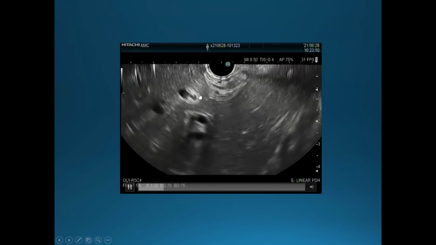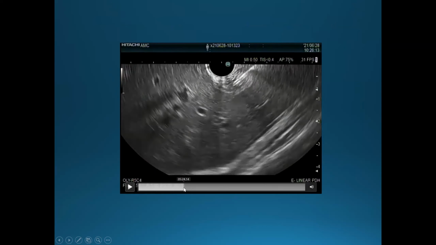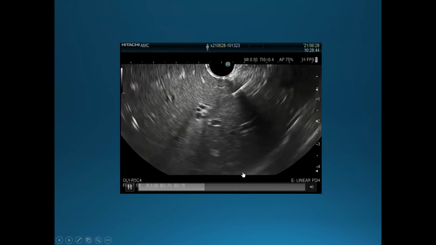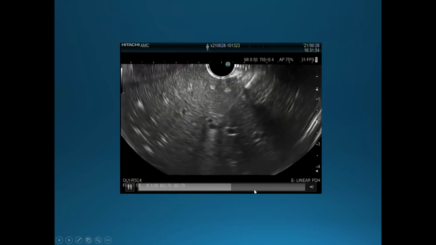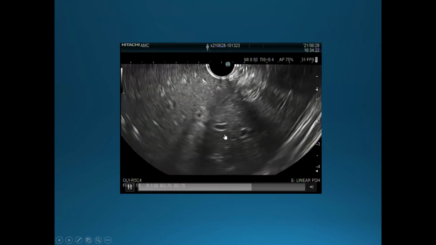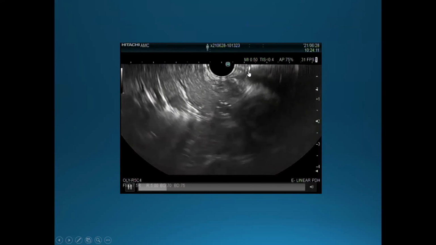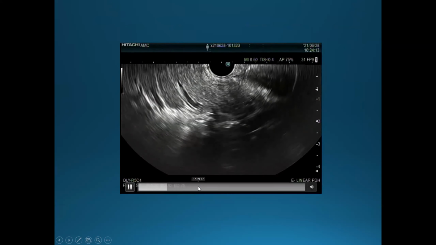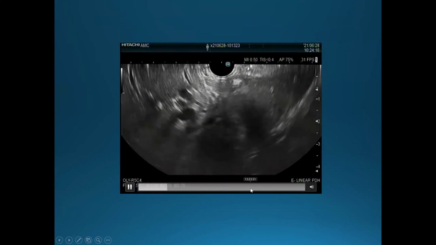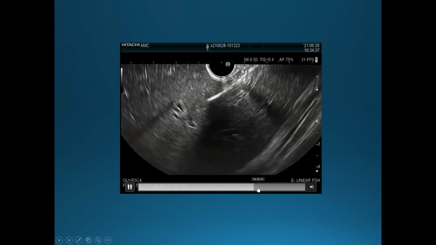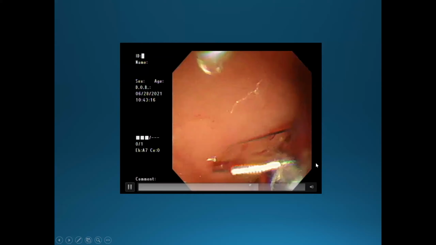This video is the EUS finding. We performed the hepatico-duodenostomy as usual from the duodenal bulb here, approaching the peripheral duct. Firstly, approaching the central duct is easier, but my concern is some collateral vessels here. There may be bleeding or extravasation. So finally, we performed the hepatico-gastrostomy with a fully covered metal stent like this one here.